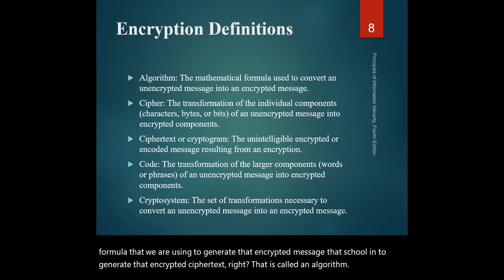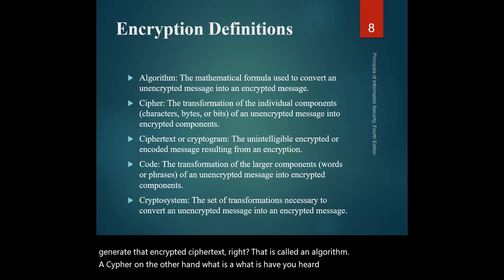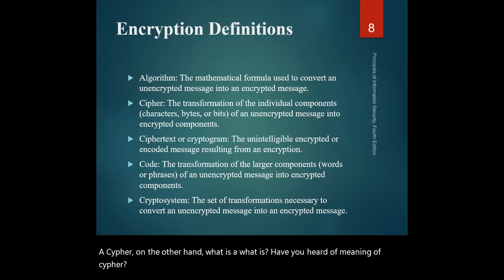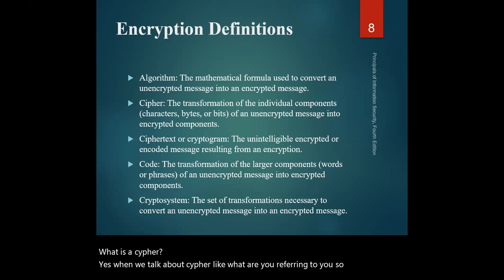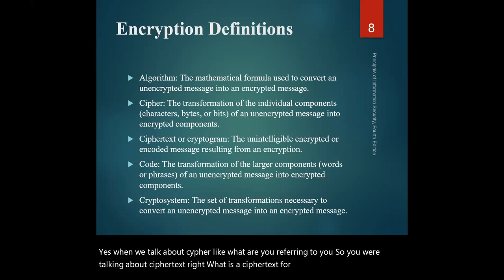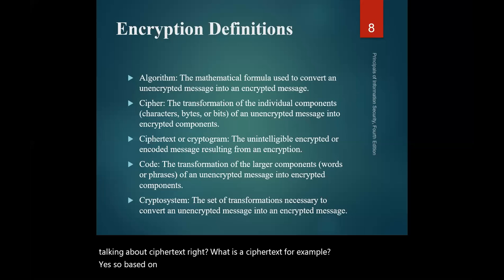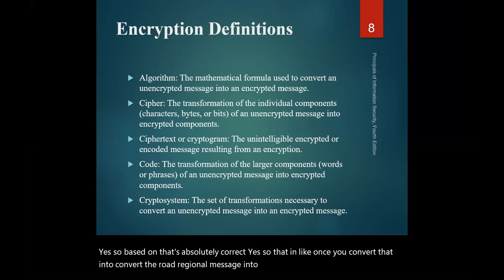A cipher, on the other hand, have you heard of the meaning of a cipher? What is a cipher? Cipher is something which is confidential. Yeah, so when we talk about cipher, what are you referring to? So you are talking about ciphertext, right? What is a ciphertext, for example? It's a text which is converted to unreadable form. Yes, that's absolutely correct. Once you convert the original message into an unreadable message, that unreadable message is called a ciphertext.